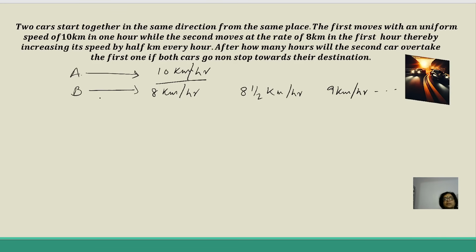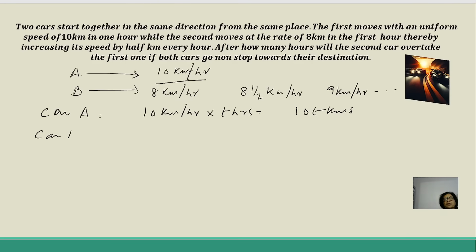So now let us take the distance traveled by car A in t hours when the second car B overtakes the first car. So car A in that t hours will travel distance speed into time, that is 10 km per hour multiplied by t hours, that will give you 10t kilometers. So car A has traveled 10t kilometers when the second car overtakes the first one.